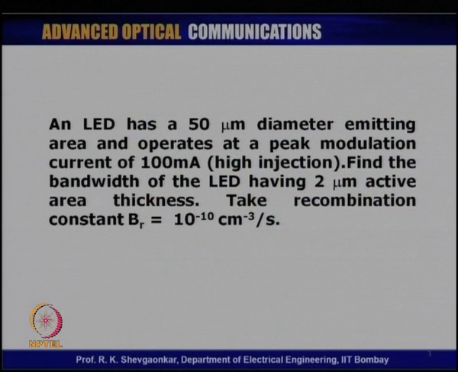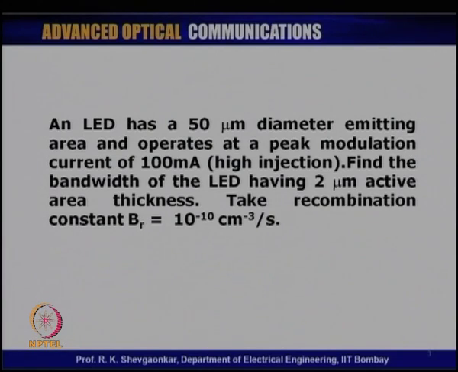Let us consider the second problem. Now, this problem is related to finding out the radiative recombination lifetime of a semiconducting material. If you take an LED and inject current inside the LED, then the recombination takes place, and depending upon the recombination rate, the speed at which the LEDs can be modulated is decided.